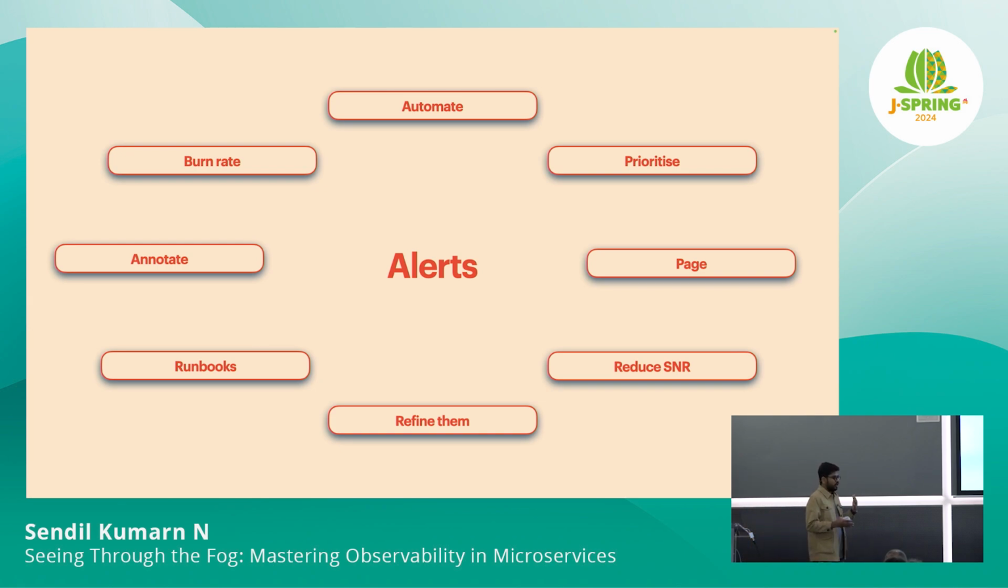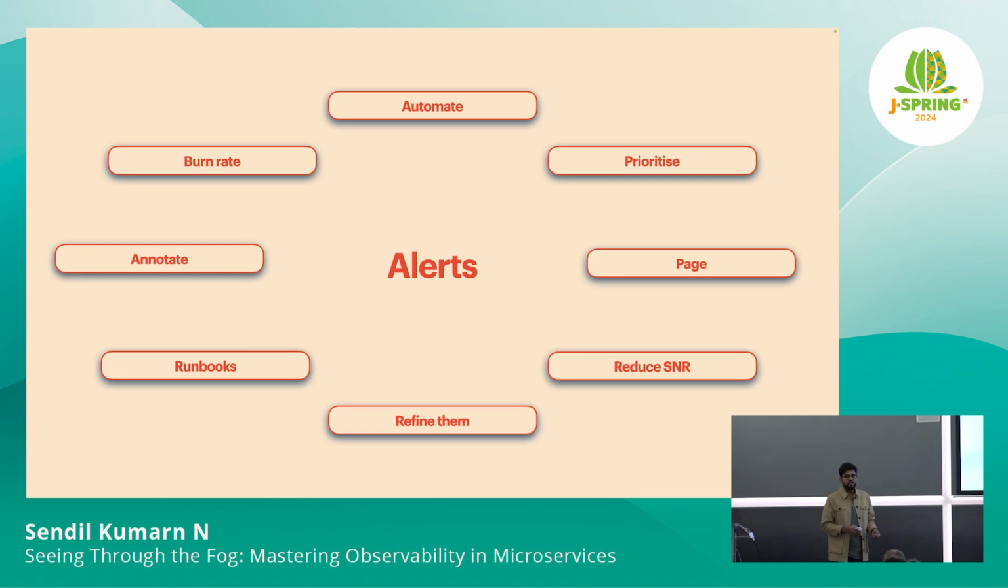The main thing that you have to do as a team is, whenever you set up alerts, look at them periodically and reduce the signal-to-noise ratio. When you have a lot of noise in your alerts, your team is going to have heavy burnout. So you have to reduce that. Try to figure out how you can reduce that signal-to-noise ratio.